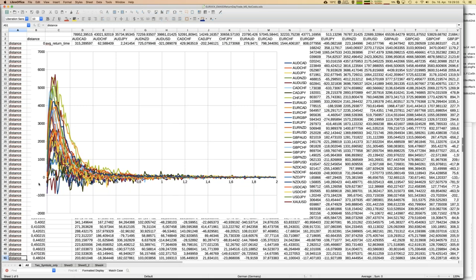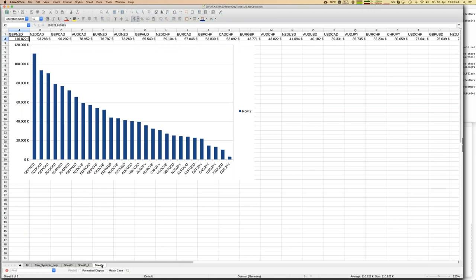Okay, let me simply accumulate all those trades, because then I know the total profit of everything. And that is what I show up here. Let's have a closer look at that sequence. What you can see is that the best symbol at all for that kind of approach would be British pound, New Zealand dollar. Second, New Zealand dollar, Canadian dollar. You realize those kinds of instruments?